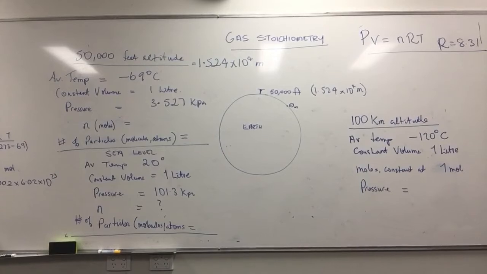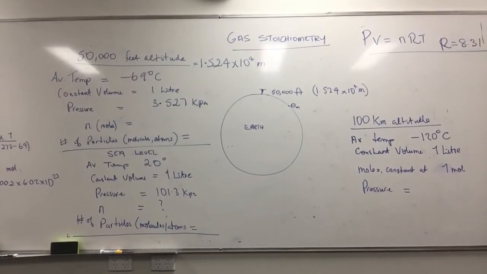What's your number? Did you work it out? It is 1.204 times 10 to the power of 21. That's right. That's good.